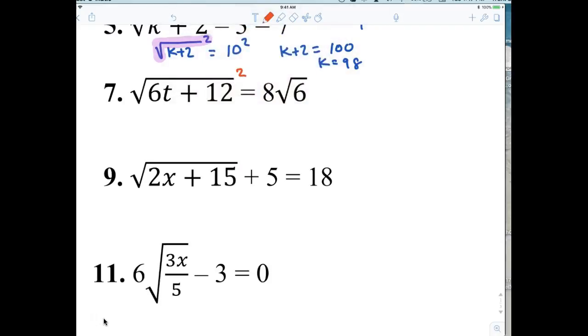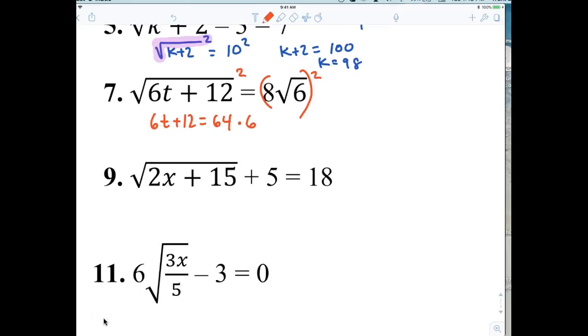All right, squaring both sides because it's already isolated. Now notice I'm putting parentheses around it. Okay? So now I end up with 6t plus 12 equals, and now we would say 64 times 6. The reason why I don't care what 64 times 6 is is because I was looking at the problem and saying everything has a common 6, correct?